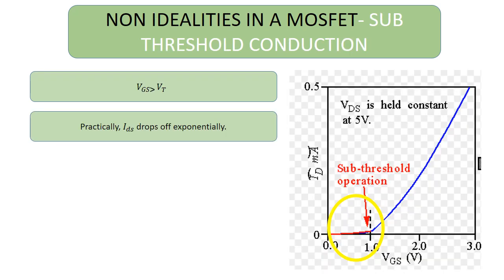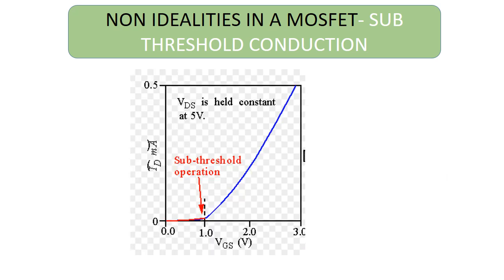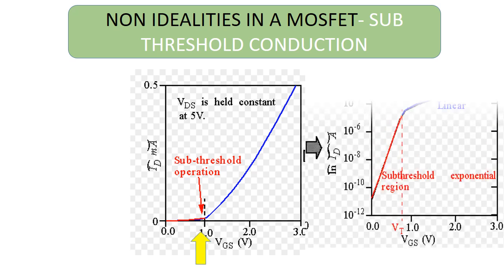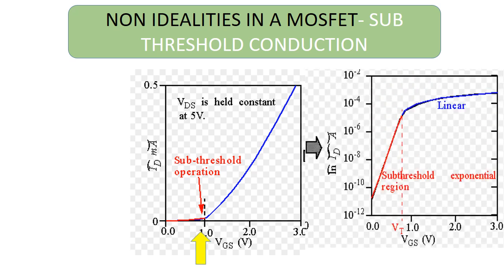The ideal transistor assumes current between the source and the drain only when VGS is greater than the threshold voltage. Practically, IDS does not drop to zero when VGS is less than VT, rather, it drops off exponentially. This current, which occurs below the threshold voltage, is called subthreshold conduction, and it is something which is not desirable, and it is called a leakage current. So this brings about the fifth non-ideality, the subthreshold conduction.